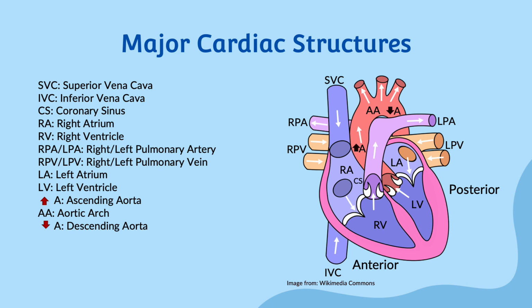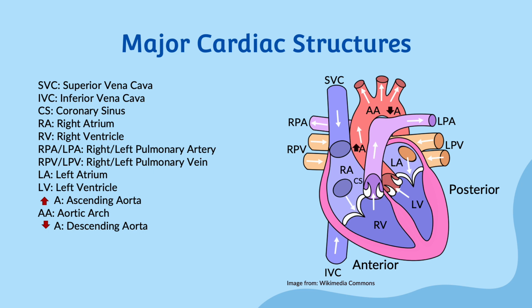Now, let's talk about the valves of the heart. There are 4 valves in the heart: the tricuspid valve, the pulmonary valve, the mitral valve, and the aortic valve. The tricuspid valve is located between the right atrium and the right ventricle and prevents backflow of blood from the right ventricle to the right atrium. The pulmonary valve is located between the right ventricle and the pulmonary artery and prevents backflow of blood from the pulmonary artery to the right ventricle.